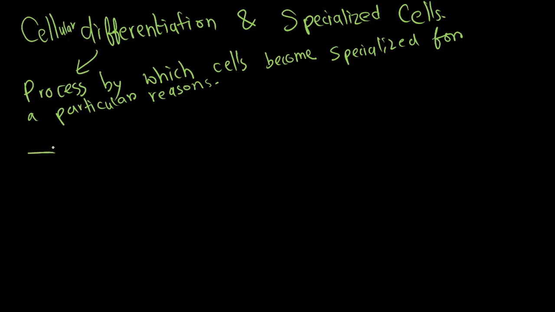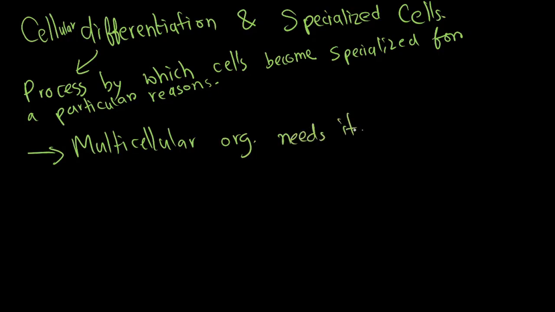Now, what's the importance? Well, we have already talked about one, which is about multicellular organisms. They absolutely need it. And another thing is increased efficiency. With cellular differentiation, there's increased efficiency in performing functions. So, let us go through some examples.